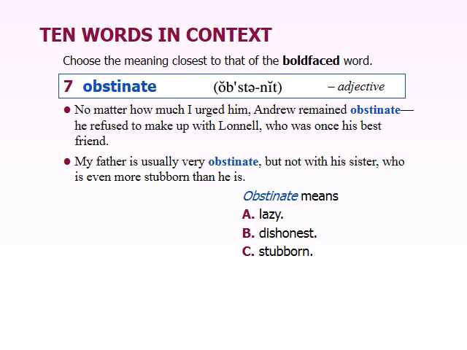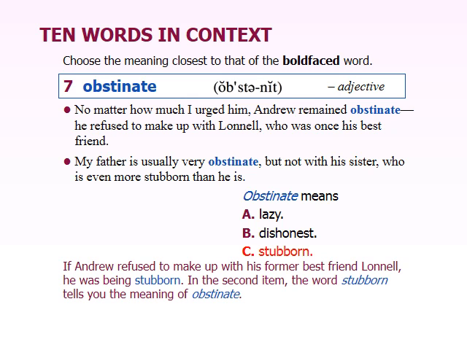So the next one is obstinate, and this is an adjective. It actually does follow our rules in that the last syllable is it rather than ate. No matter how much I urged him, Andrew remained obstinate. He refused to make up with Linnell, who was once his best friend. My father is usually very obstinate, but not with his sister, who is even more stubborn than he is. And obstinate means stubborn. On page 107, that's the only definition it gives, stubborn as well.